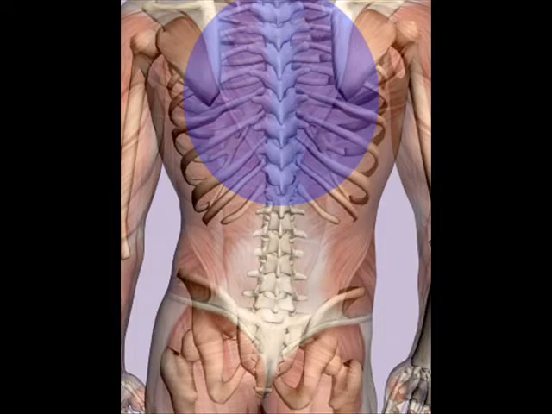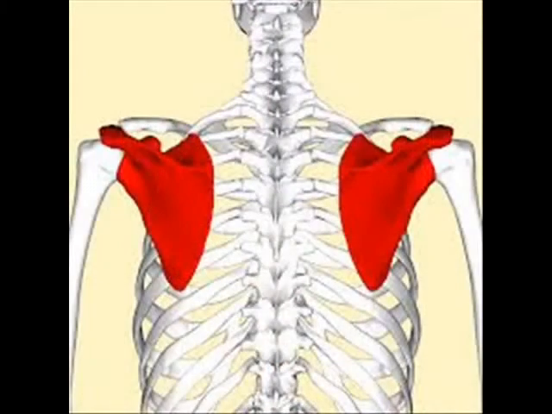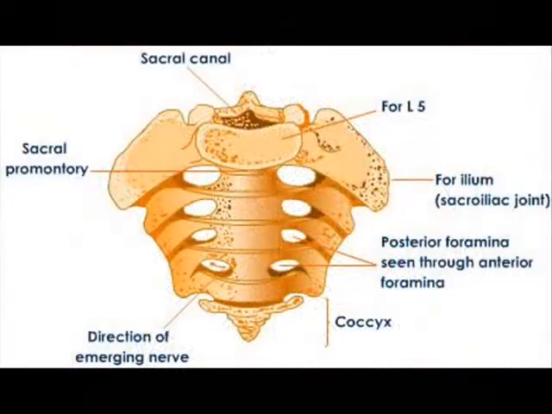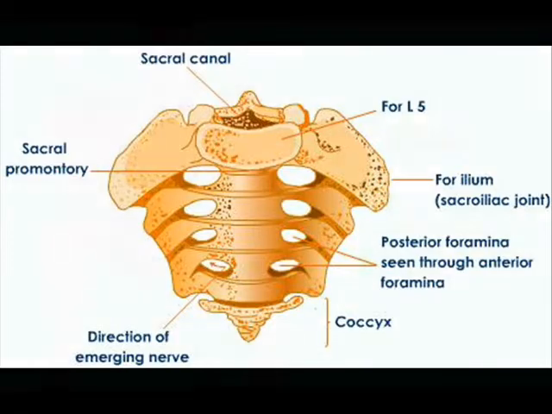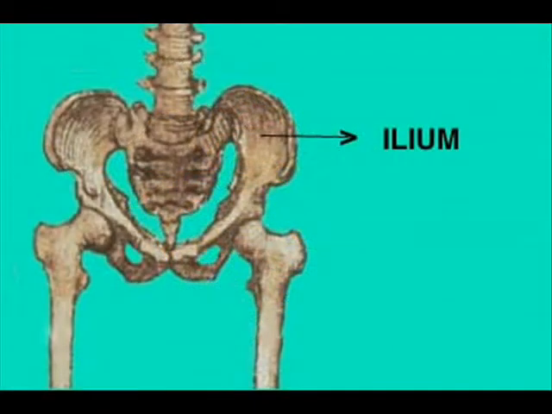The width of the back at the top is defined by the scapula, the broad and flat bones of the shoulders. At the base of the lower spine is a large triangular bone called the sacrum. Its narrow lower part joins the coccyx. The sides of the sacrum are connected to the iliums, that are the largest bones forming the pelvis.